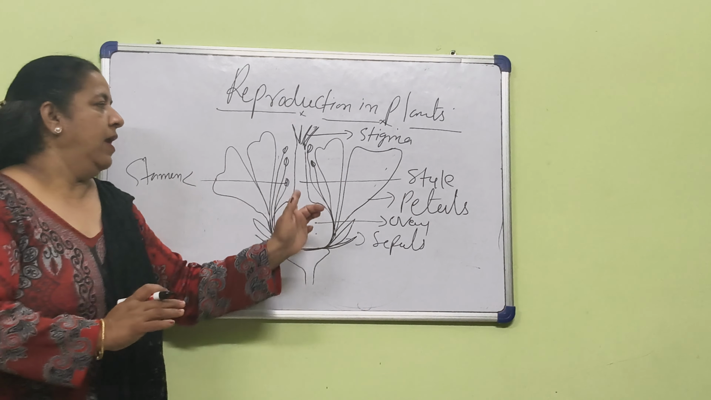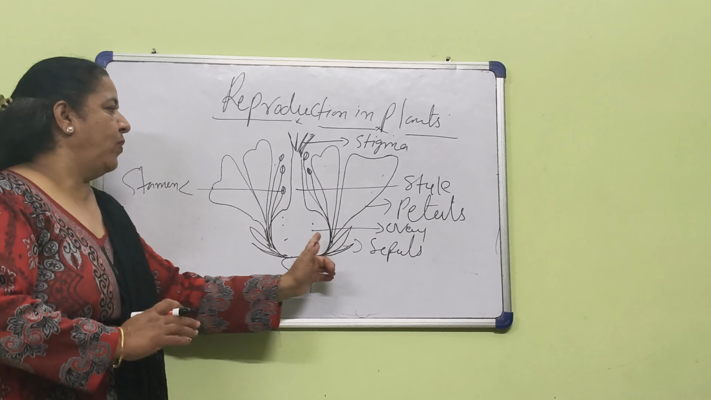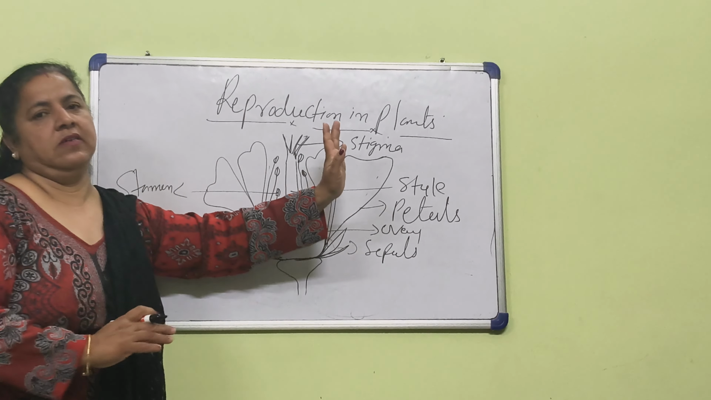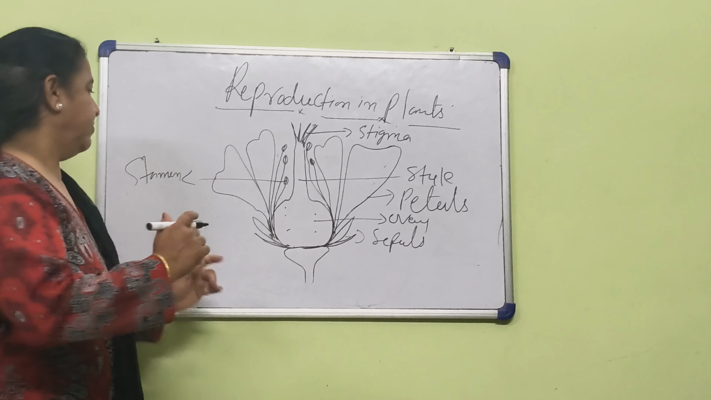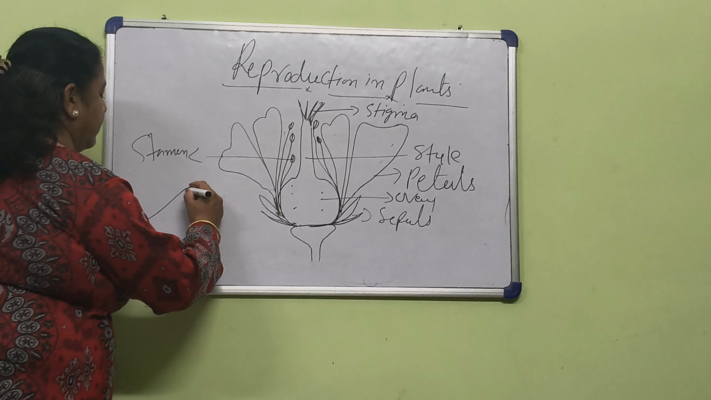Okay, again I am repeating: sepals, petals, this stamen, male parts, and this complete carpel or pistil is a female part and consists of three subparts: ovary, style, and stigma. Clear for you? Now we'll see the structure of stamen.